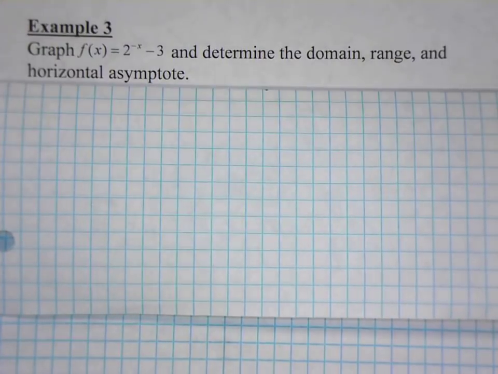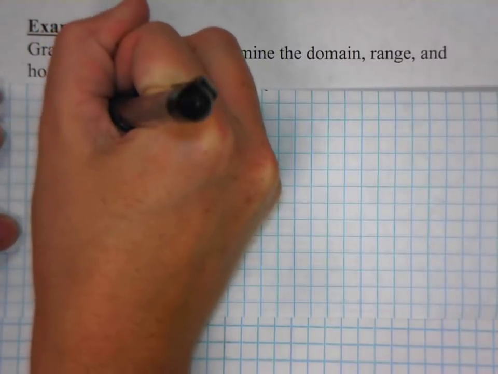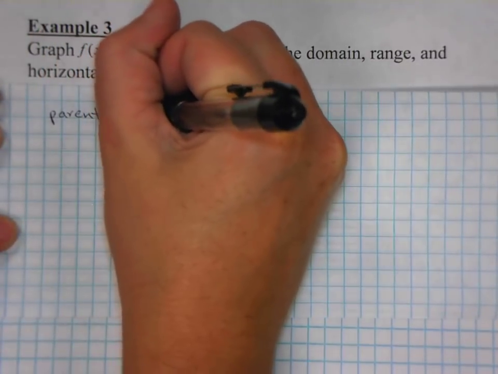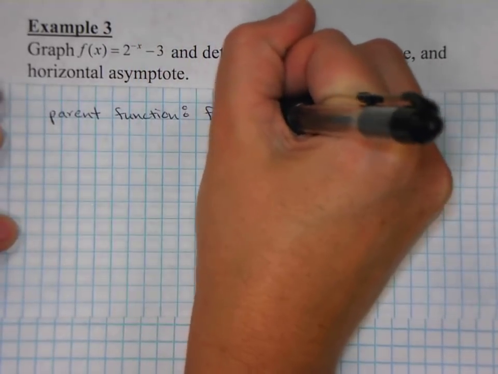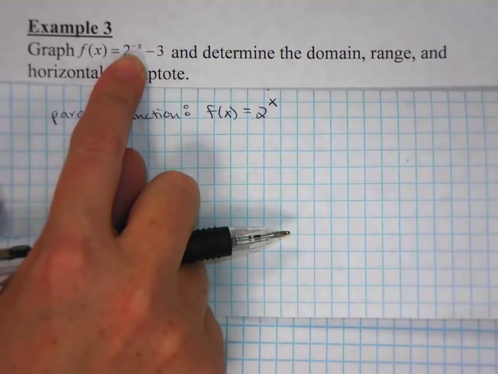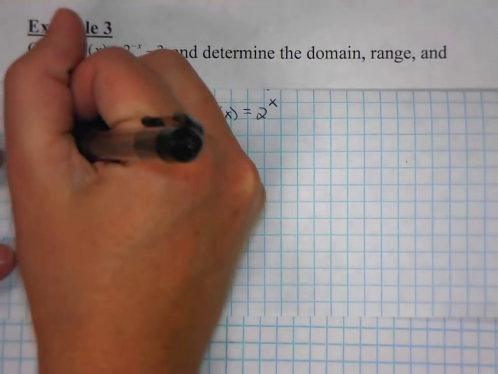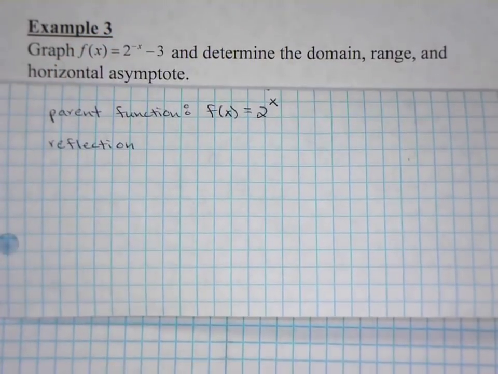Some of them might be helpful to consider before. What I'd like you to start by thinking about is that you can use the idea of a parent graph. So I'm going to use a parent function of f of x equals 2 to the x, and that's the one that we did in example 1. The negative in the exponent is going to cause a reflection. And if maybe you're not sure what kind of reflection, we can substitute some values in to be sure.